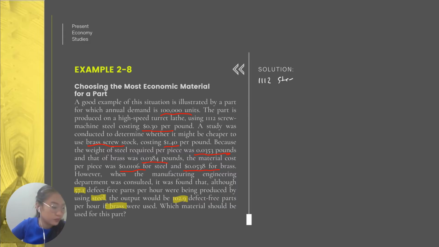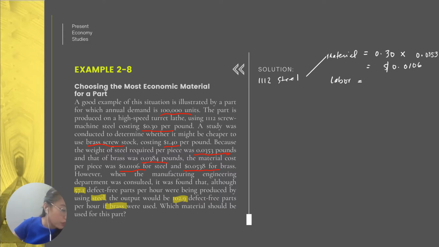1112 steel. First, the material. The material would be 0.30 per pound, right? Times the pounds so that you will get the amount. So you have 0.0353, and this is equal to 0.0106, the material cost. How about the labor?